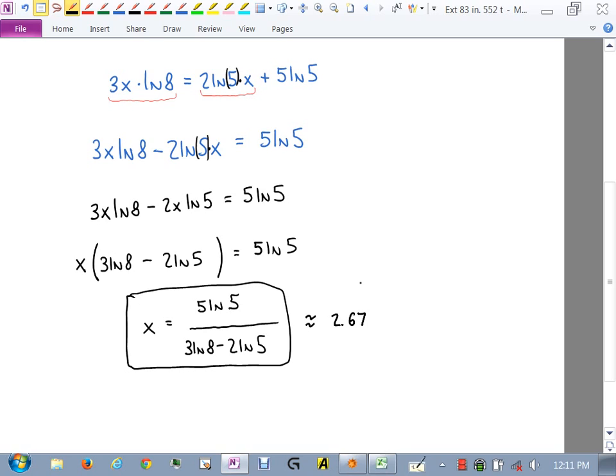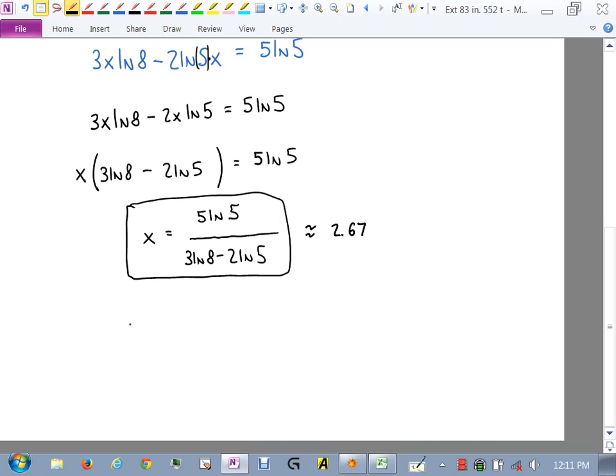Ooh, okay, so you need a parentheses around the whole thing starting with a 3. So if you're typing this in on one of those calculators, it's going to be 5 natural log 5, then your division sign, then parentheses 3 natural log 8 minus 2 natural log parentheses 5 close, and then close parentheses again. The key being these parentheses right here. That groups that whole thing together as a single denominator. Yep. I rounded up. It was 2.665 or something.